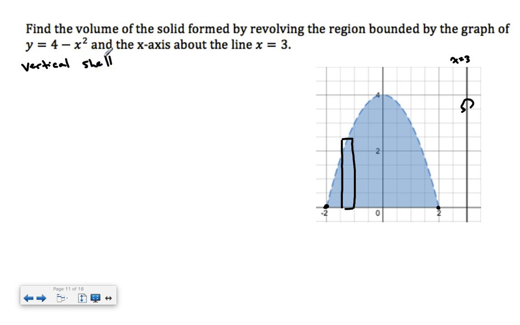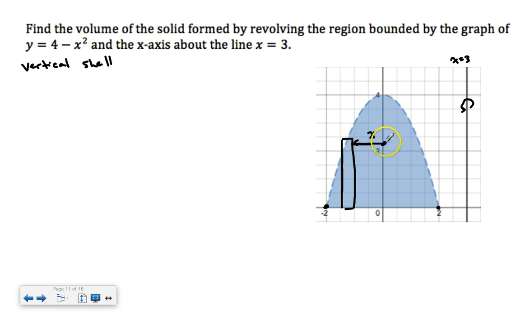Okay. So the trickiest part about this is the radius. Since the radius is not the x or the y-axis, it's this line x equals 3. We have to start using a little bit of critical thinking. We have to think about, well, what is the distance between this line x equals 3 and this rectangle? I know that the distance from the rectangle to the y-axis is always going to be x.